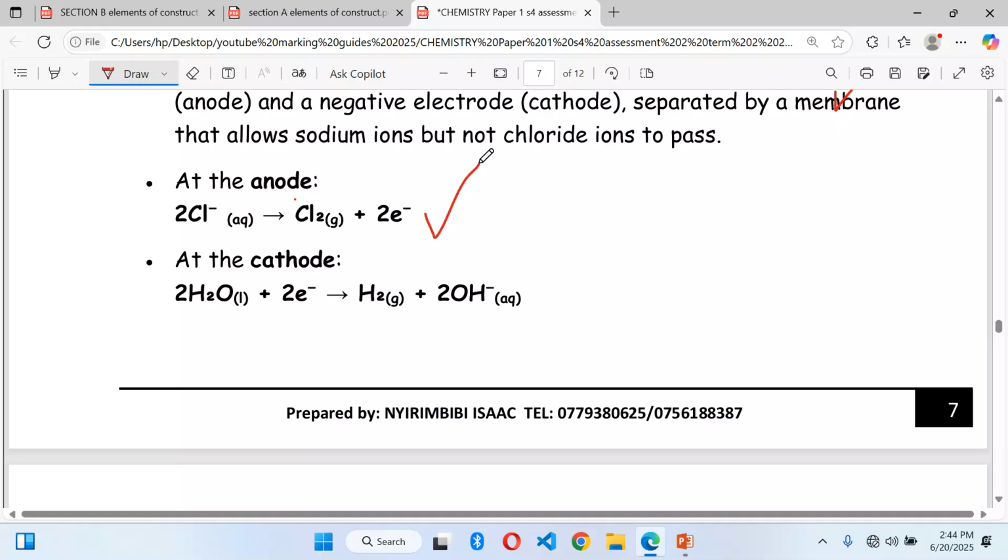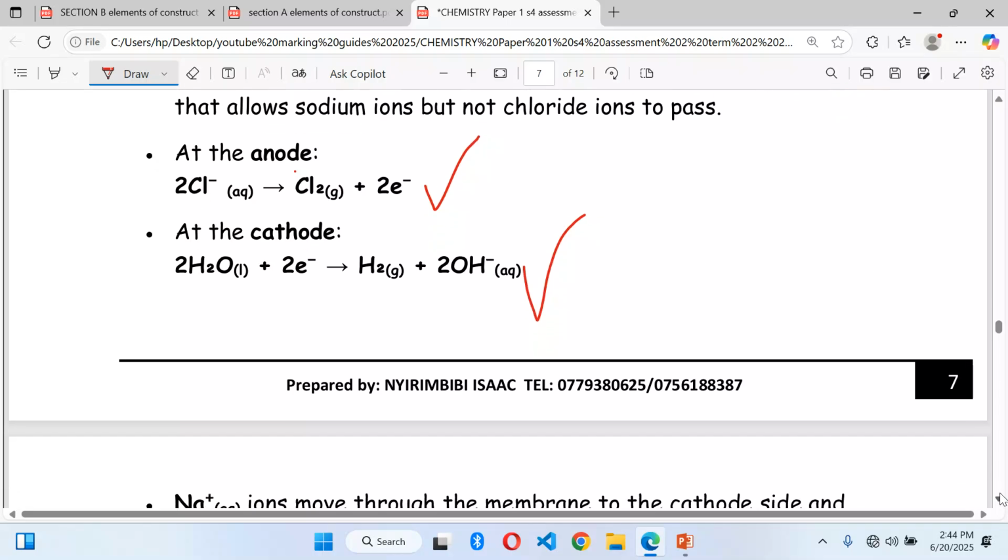And so here you get a mark, and even here you get a mark. I believe these equations can tell us what happens. There's no need of writing very many words here, saying that at the anode, chloride ions move towards the anode and all that. We can just say the chloride ions are moved towards the anode and they are discharged. From here we can see it has been summarized by the equation.